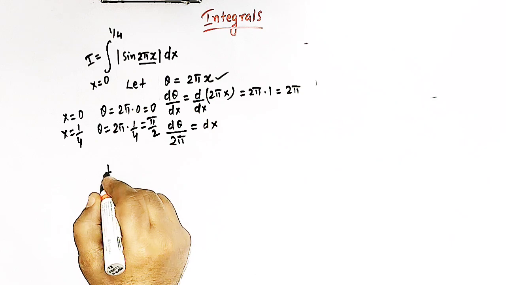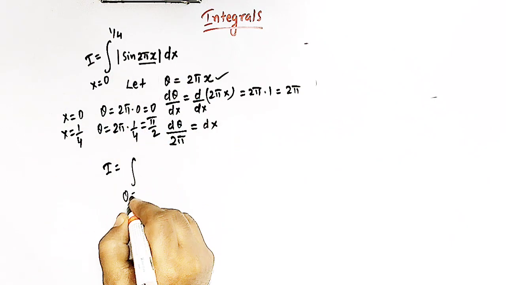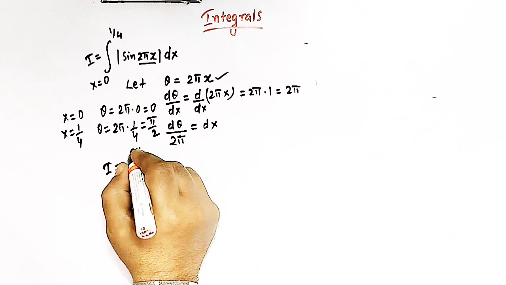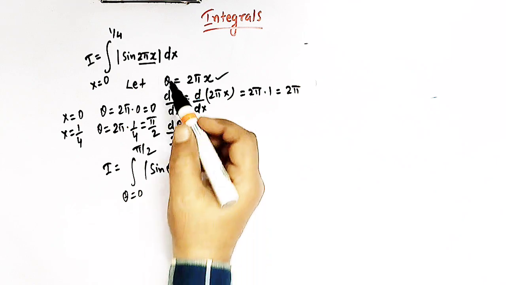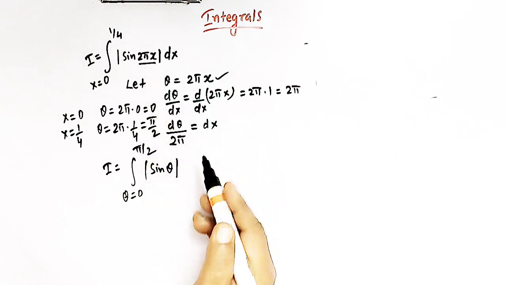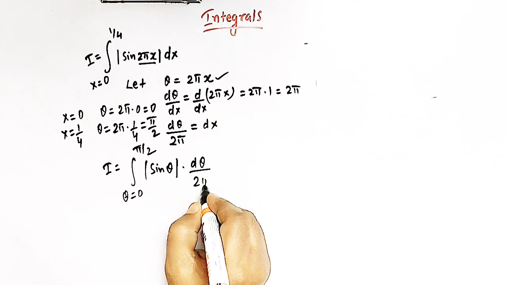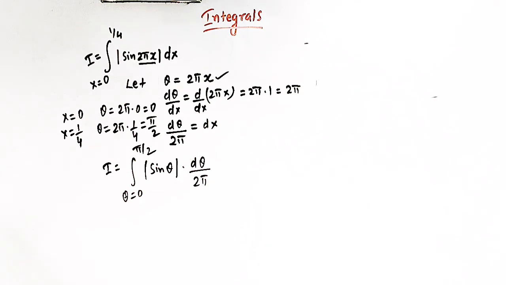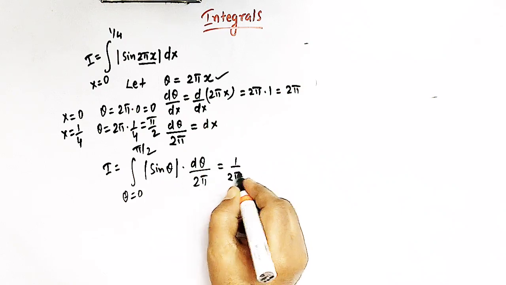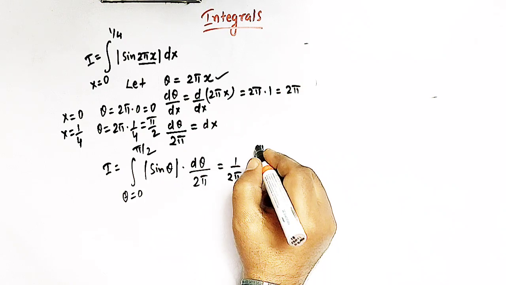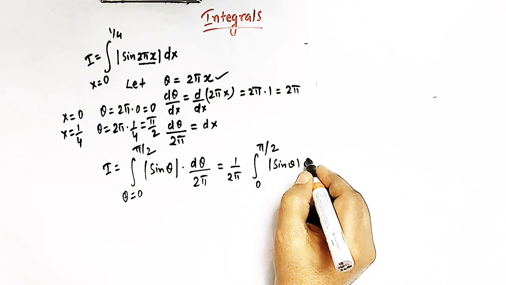Now this integral I can take the form in terms of theta, where theta varies from 0 to pi by 2, and we have mod of sine theta. For 2 pi x we write theta, and for dx we write d theta over 2 pi. Taking 1 over 2 pi outside the integral, we have 0 to pi by 2, mod of sine theta d theta.